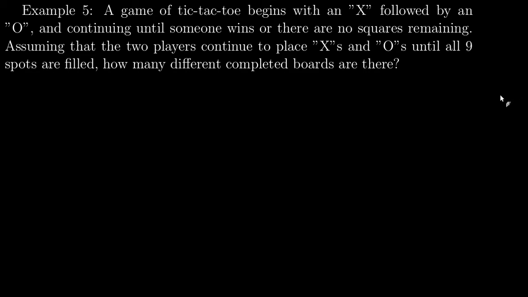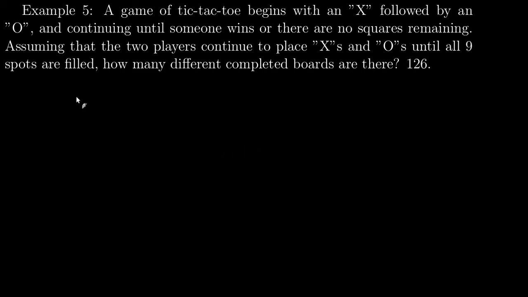Example 5. A game of tic-tac-toe begins with an X followed by an O, and continues until someone wins or there are no squares remaining. Assuming that 2 players continue to place X's and O's until all 9 spots are filled, how many different completed boards are there? Pause the video, solve the problem. All right, there are 126 boards.